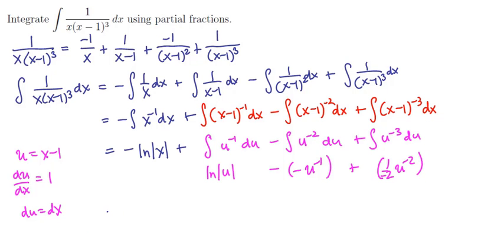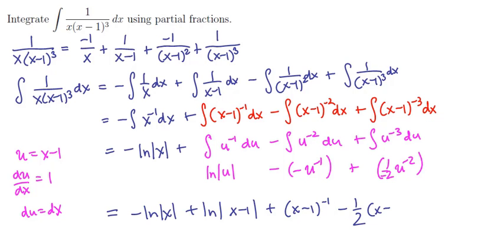If we clean this up and back substitute, we have minus ln of the absolute value of x from the first part, plus ln of the absolute value of x minus 1, minus x minus 1 to the minus 1, minus 1/2 x minus 1 to the minus 2.